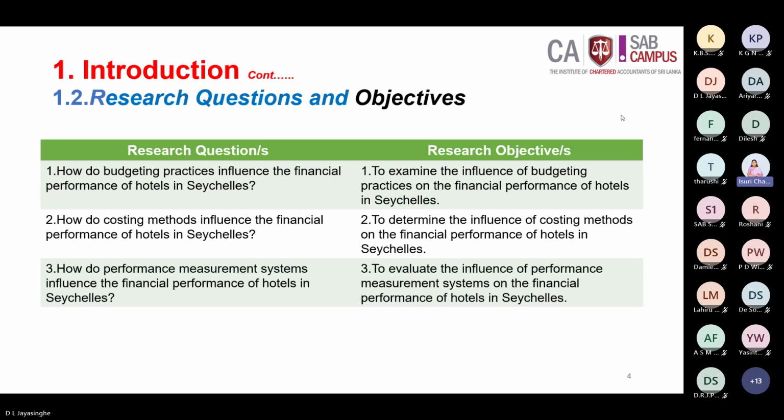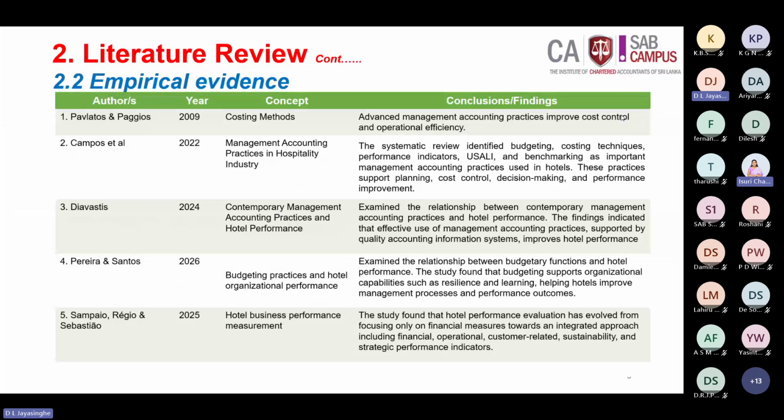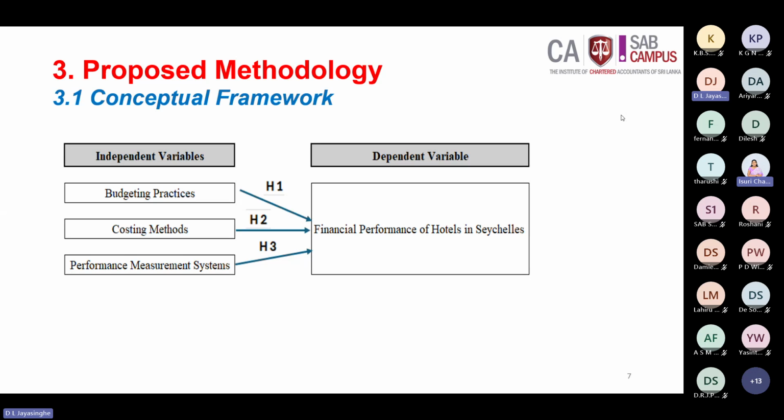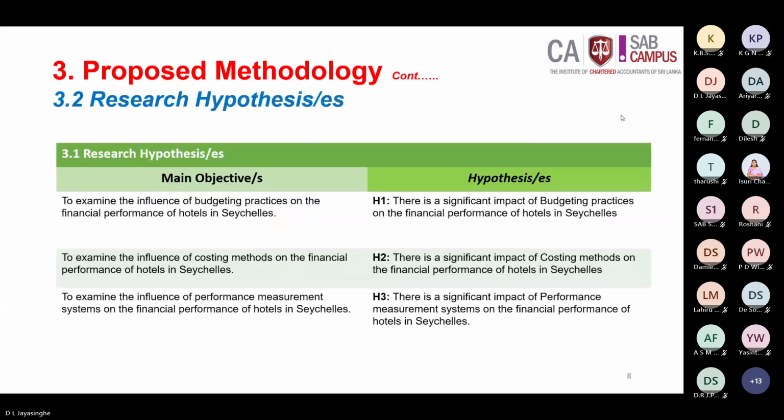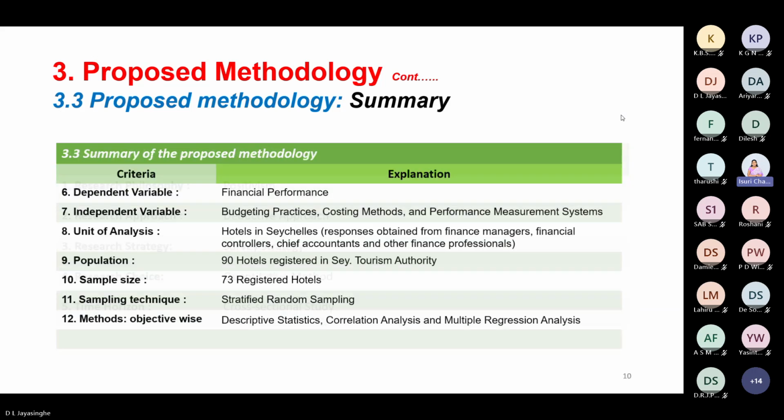Okay, next slide. There are two theories, madam. Contingency theory and management control theory. Then when we go to the conceptual framework, very good. Excellent. You have developed the hypothesis also. Yes, ma'am. Good. Next one. These are the summarized proposed methodology, madam. Quantitative. Good. Next one.